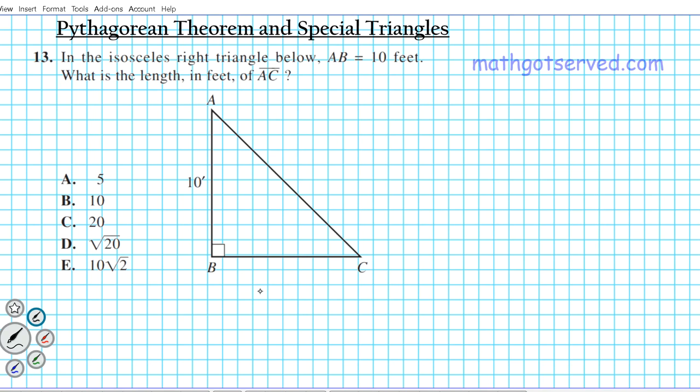The first method we're going to employ in solving this problem, method 1, is the Pythagorean theorem. That is a must know for the ACT. The Pythagorean theorem is as follows. Let's say we have a right triangle. In this particular case, let's label it ABC.